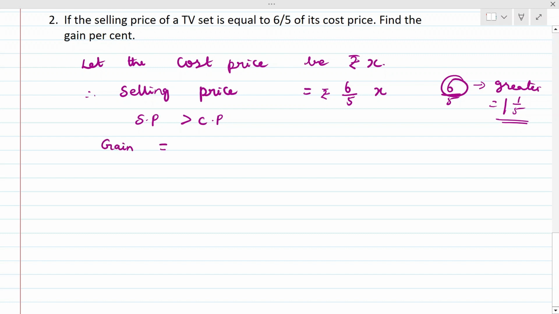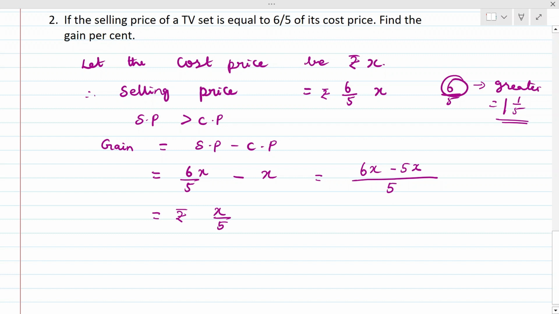So first we have to find out the gain, then we have to find out the gain percentage. Gain is SP minus CP. We know this. So SP is 6 by 5x minus CP is x. In this case, we will take what? LCM. So here 6x minus 5x. We will multiply this 5 with that x. So now gain is rupees x by 5. Gain is in rupees. Gain percentage is in percentage. Okay. So now gain is x by 5 rupees.